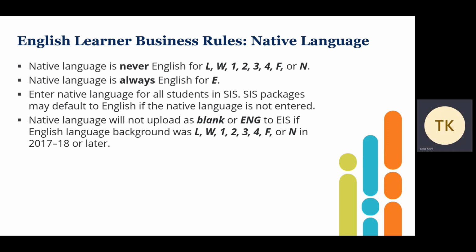Native language business rules. It's important to remember that native language is never English for students with the L, W, 1, 2, 3, 4, F, or N English language background classifications. By contrast, native language is always English for students with the E native speaker English language background classification. Please enter native language for all students in your student information system. Student information system packages may default to English if the native language is not entered. Native language will not upload as blank or English to EIS if English language background was L, W, 1, 2, 3, 4, F, or N in 2017-18 or later.